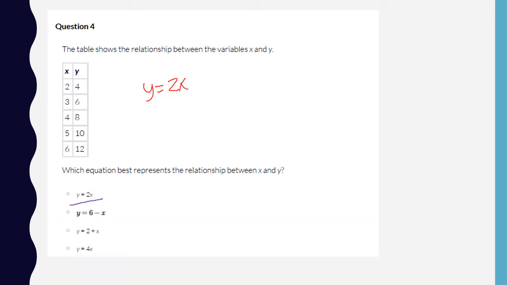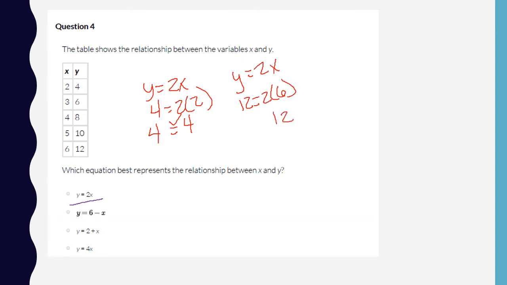So we've got 4 equals 2 times 2. So I get 4 equals 4, and that is true. But I don't want to decide if that's my answer until I try it with another point. So I'm going to try, let's do the last one. 12 equals 2 times 6. So 2 times 6 is 12, and 12 does equal 12. So I can confirm that that is my answer.